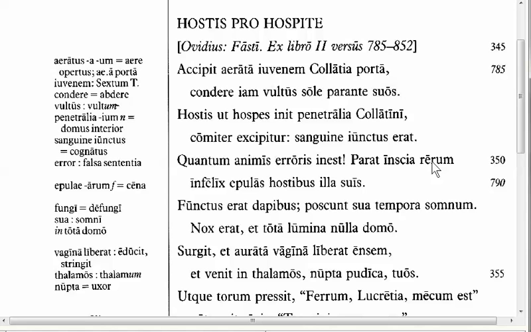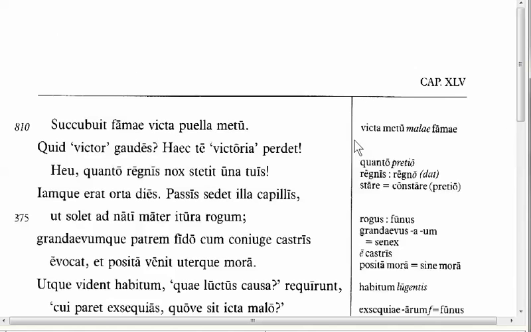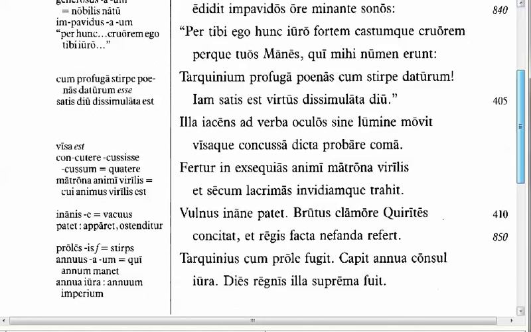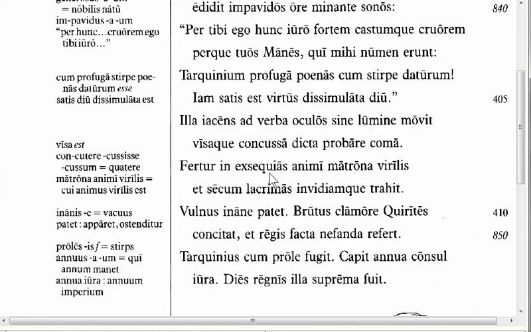The last new feature in this chapter is in line 408. Moving ahead to 408, we'll start with fertur. Fertur in exequias animi matrona virilis et secum lacrimas invidiamque trahit. So the matron, this is Lucretia, is borne off to her funeral, the matron of a manly courage, animi virilis. This is a genitive of description. The matron of a manly courage is borne off to her funeral, and with her she carries along, or drags along, tears and hatred, hatred toward her enemies.